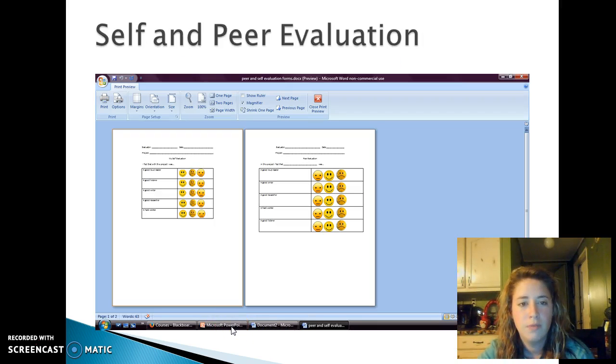Okay, the fourth one was the self and peer evaluation. This was the best I could get of this one. I couldn't make it any bigger to fit it on here for some reason. This is the only one I had trouble with, but I used smiley faces, in between faces, and then sad faces. One is the peer, asking questions where the students would judge the other students, and the other is the self, where the student will judge themselves.